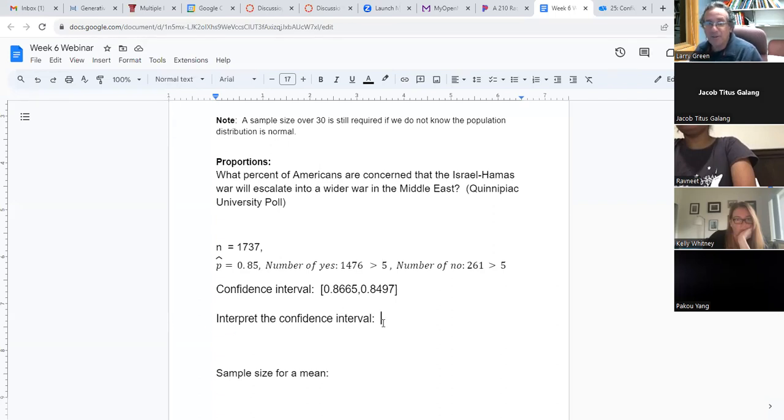All right, so now let's interpret it. What's the first word that I should write down to interpret the confidence interval, whether it's means or proportions, by the way? Yeah, with 95% confidence.